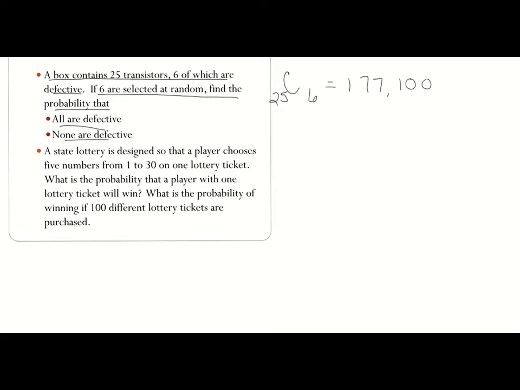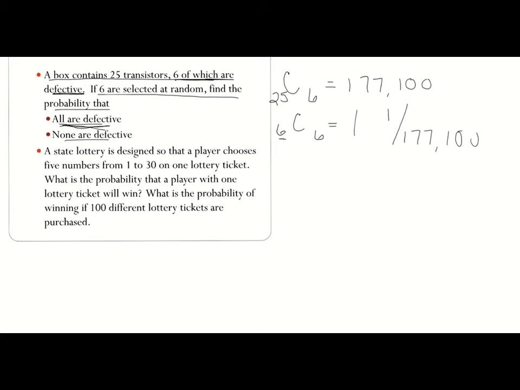Now, 6 transistors in the box are defective. So I want to find the probability that they are all defective. So I really need to find out what's the probability of me drawing out all 6 that are defective. And if you want to, you can do a combination. It would be 6C6, because there's 6 defective transistors, and I want to choose 6. When you do that, though, you're going to end up with a 1. So our probability here is going to end up being 1 out of 177,100.